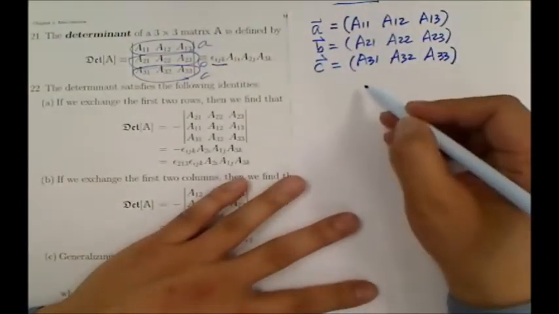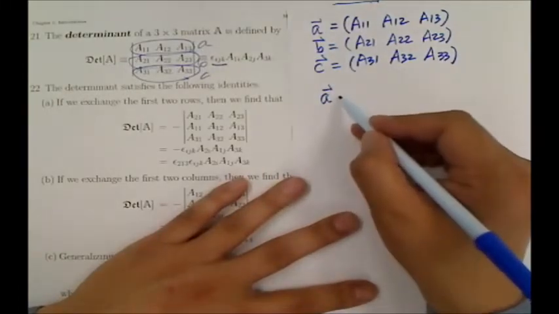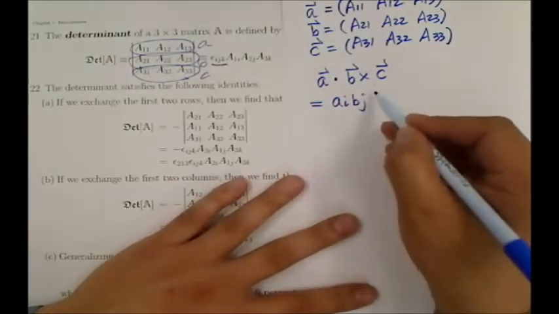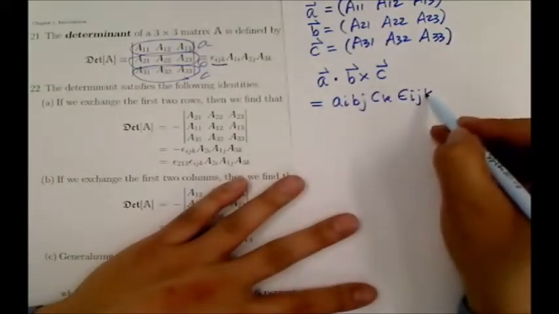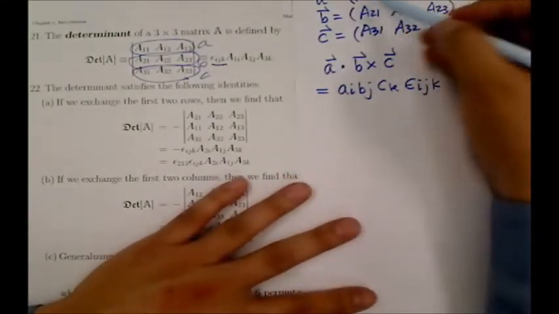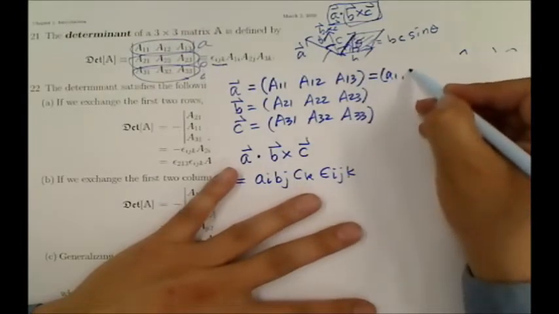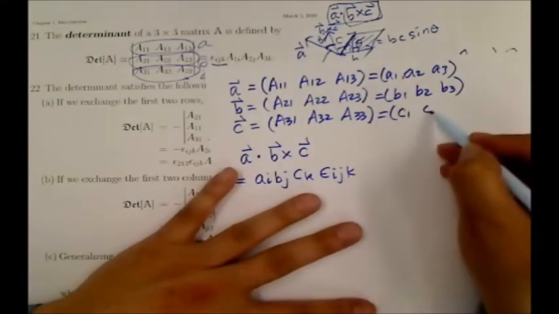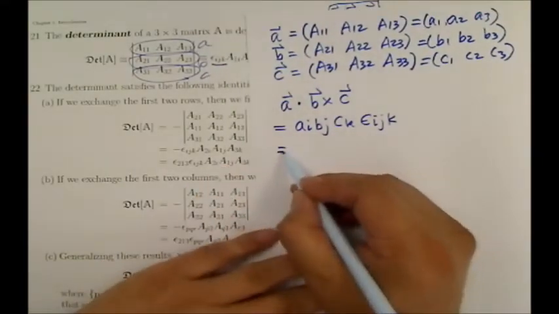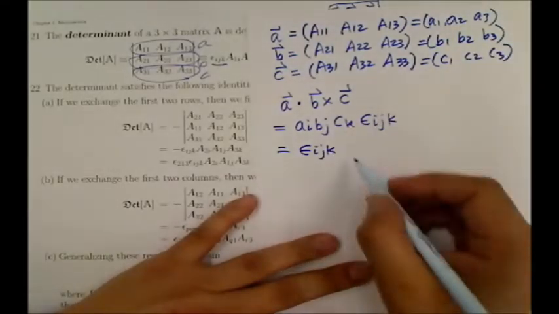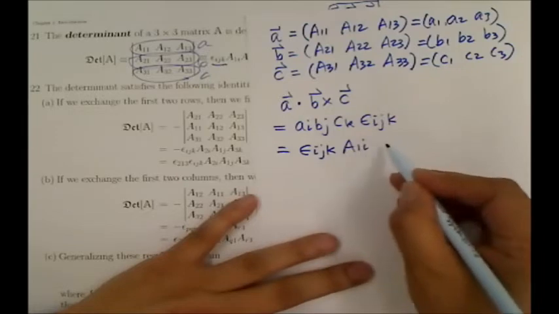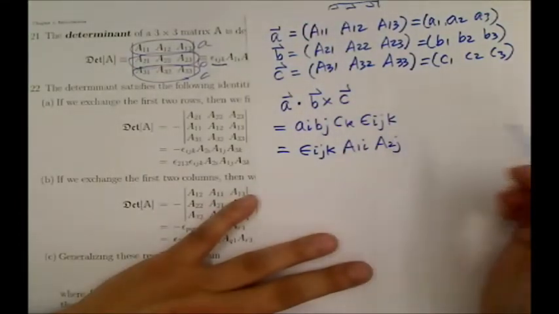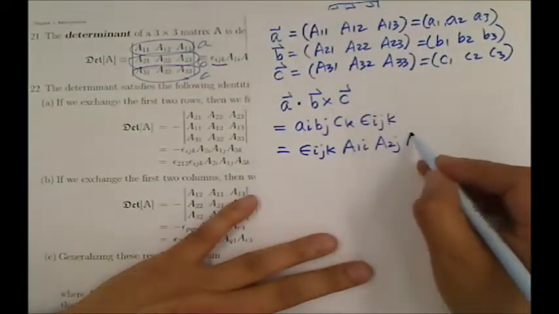For example, A dot B cross C equals A_i B_j C_k epsilon ijk. Am I right? So substitute this A: this one is A1, A2, A3, and B1, B2, B3, and this one is C1, C2, and C3. So A_i is A1i, right? B_j equals A2j. C_k is A3k.